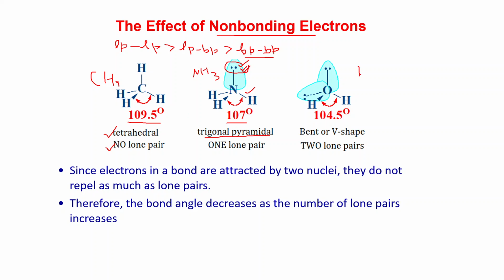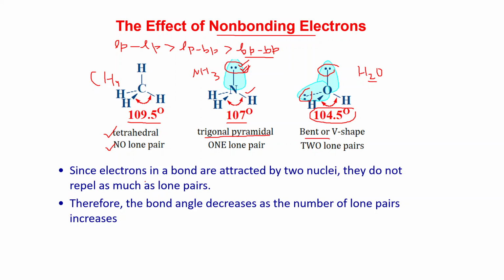Now, in case of H2O, okay, again total number of electron pairs are 4. Out of these 4, 2 are bond pair and 2 are lone pair. These are the lone pair of electrons. And again, lone pair repulsion is more compared to lone pair-bond pair and bond pair. That's why its shape becomes bent shape and bond angle is further reduced to 104.5 degree.